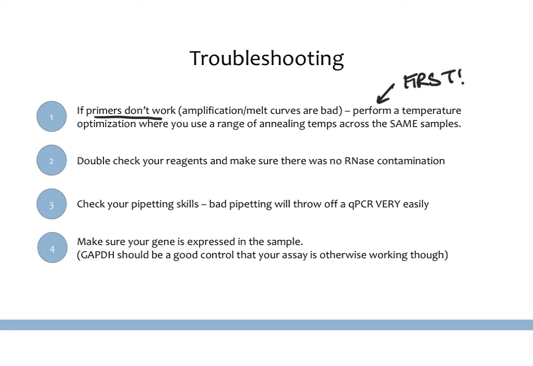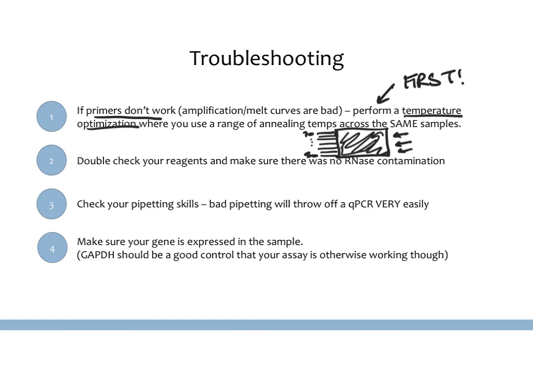So always perform a temperature optimization, and that means that you take a plate that all has the same samples, every single well is the same, and you run it so that every row is a different temperature. For example, this could range from 50 to 70, and then you have all the temperatures in between. That will allow you to know whether or not you have the right annealing temp. This will change the annealing temps, and then you can look for where the melt curves and amplifications are the best and the most aligned.